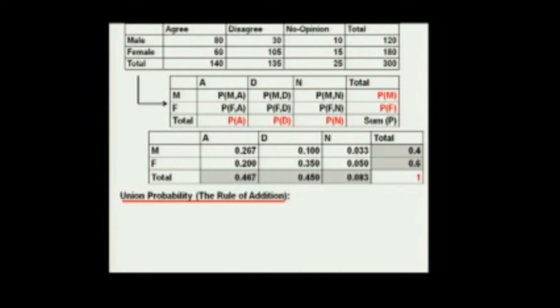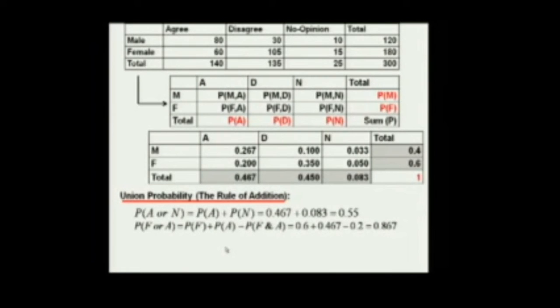Here we can go to union probability, the rule of addition, such as the probability of agree or no opinion. Now notice that these are mutually exclusive events. If a student agrees, they cannot agree and have no opinion at the same time. That's what we mean by mutually exclusive events. And the rule of addition in this case is P(A) plus P(N), where P(A) is here, you can see from the table, and P(N) is here. So just by adding these two, it will give us the P(A or N).